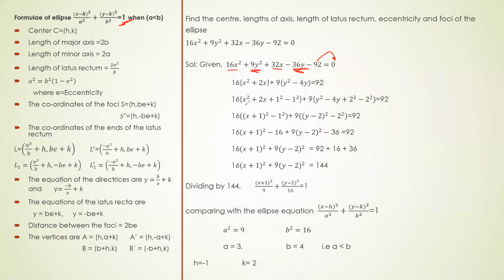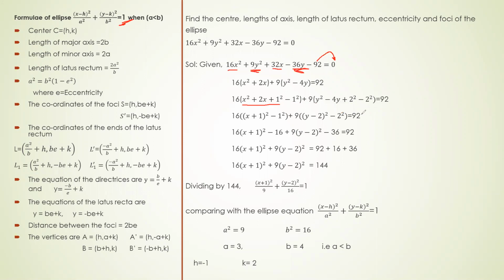Now what we will do is, this we can write as (a plus b) whole square, this minus 1 square as it is. Now similarly, y square minus 4y plus 2 square, this we can write as (a minus b) whole square. If you expand, we will get this only. Minus 2 square as it is. And then it is equal to 92, which has been kept as it is.